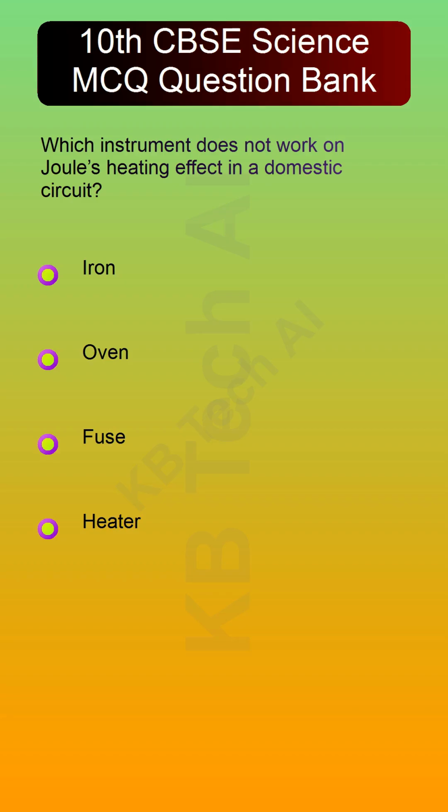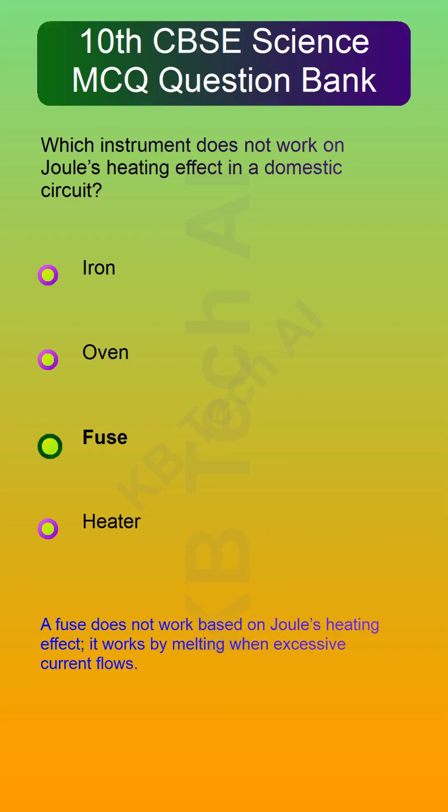Which instrument does not work on Joule's heating effect in a domestic circuit? Option 1, iron, option 2, oven, option 3, fuse, option 4, heater. The answer is, option 3, fuse.